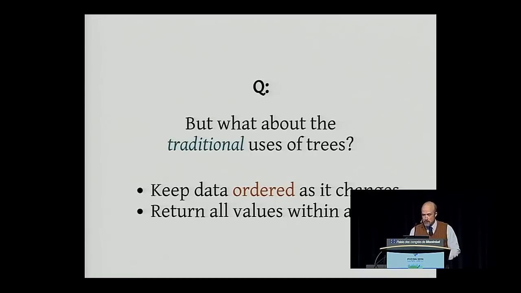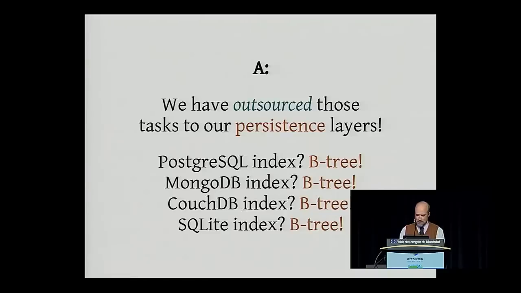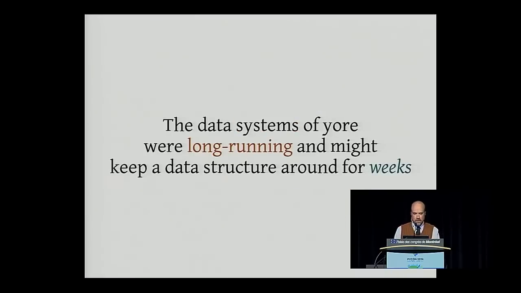All the old traditional uses of trees, then, and this is the last thing I'll say, trees do, besides representing tree-shaped data, they are used very often to represent sequential data that's constantly changing, that has stuff coming in and out that needs to be kept in order. We have outsourced the trees to our data persistence layer, to our databases. They all have trees inside of them for indexing. The data systems of yore were long-running and might keep a data structure around in RAM for weeks and need the maintenance that a tree gives it.